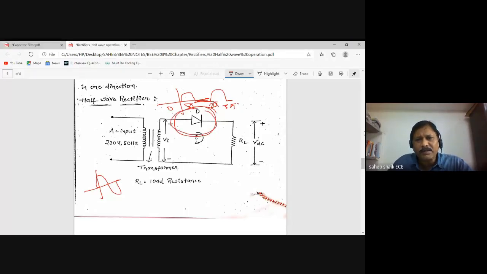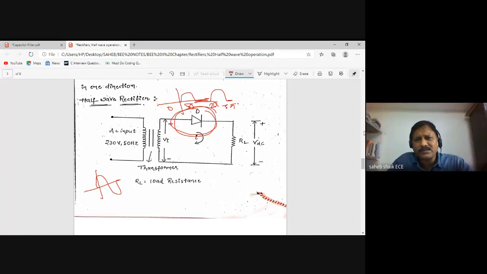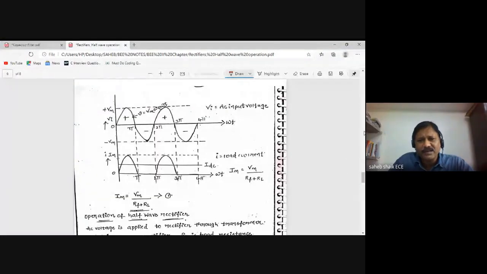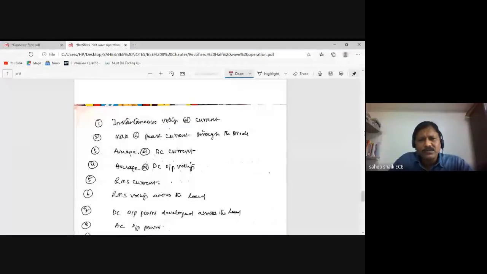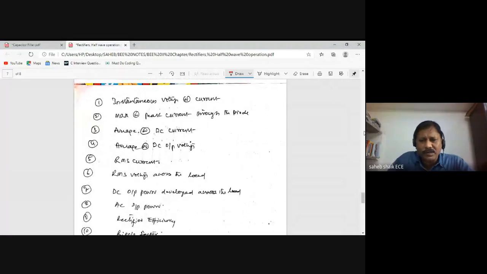Diode conducts during the positive half cycle of the signal. Yes or no? One pulse is obtained from 0 to pi, and from pi to 2 pi there is no conduction; this is a reverse bias condition, the diode is off. So for that there is no conduction. We have seen the operation of the half-wave rectifier. I don't want to tell all these things again. These are the parameters which you have calculated and derived also.